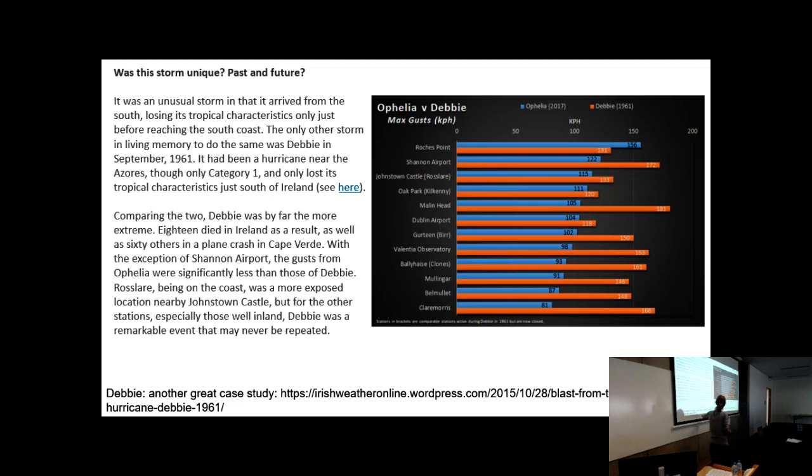But there's a lot of information about Storm Debbie, so you can even do a comparison between the two. The thing is, there was no social media when Debbie hit, okay? So it's a very different narrative around it. So a lot more people died, I think, I can't remember, about 13 or so. And then an airplane crashed as well, so it was a lot more dramatic than Ophelia.